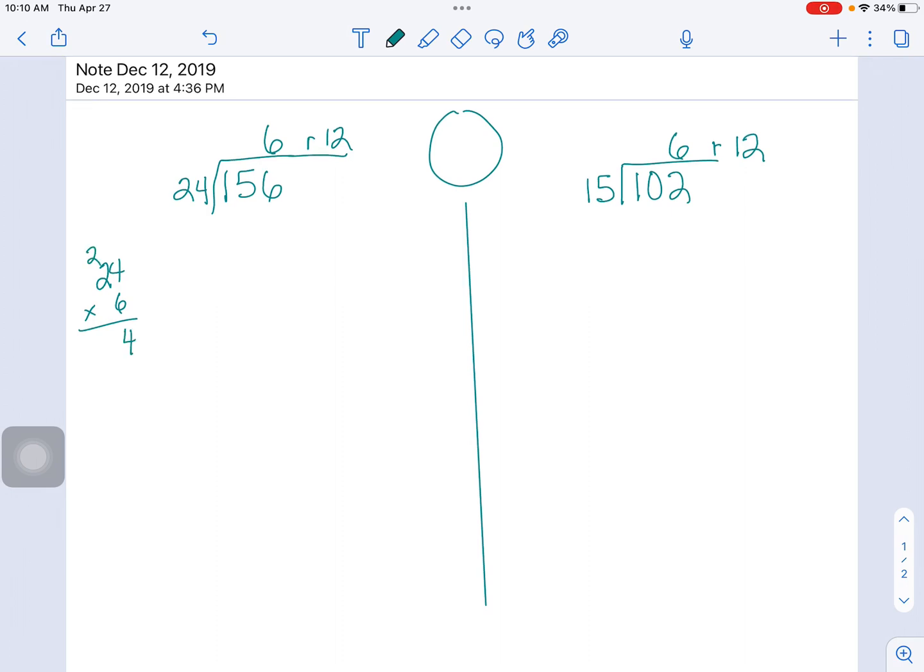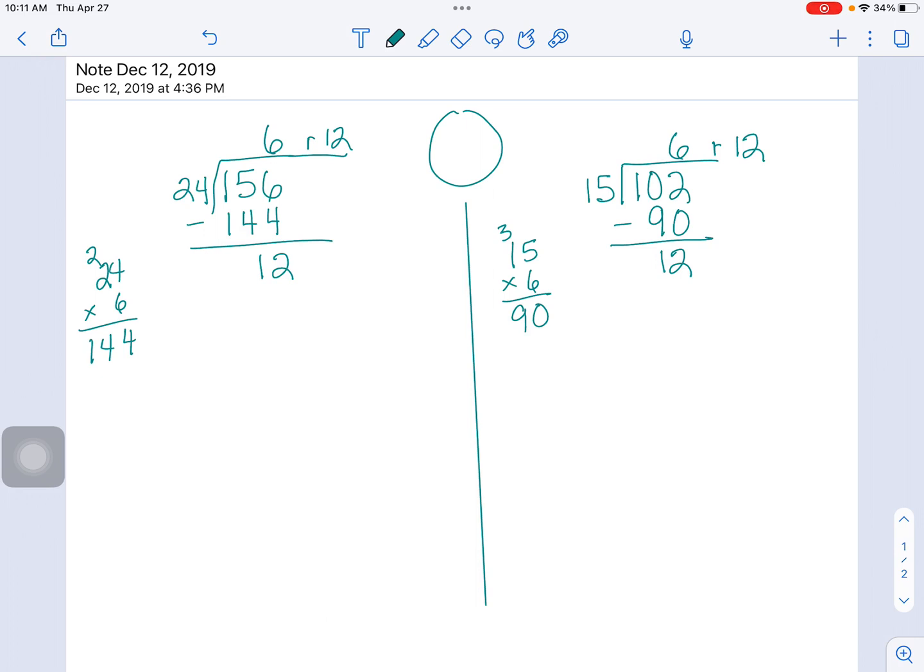So I'm going to go ahead and write 144, and I'm guessing my remainder is 12. Now the next one, I'm going to take 15 times 6, and that gives me 90, with a remainder of 12. So go ahead and pause it if you need to get caught up with me.